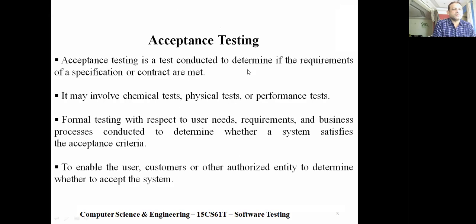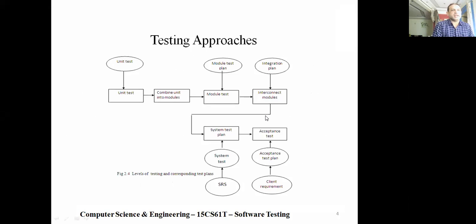Unit or component testing, module testing, integration testing, system testing, and acceptance testing. Yes, these are the different levels of testing that we need to do in the testing environment. These are called the levels of testing. Now we'll discuss the different approaches that are there.